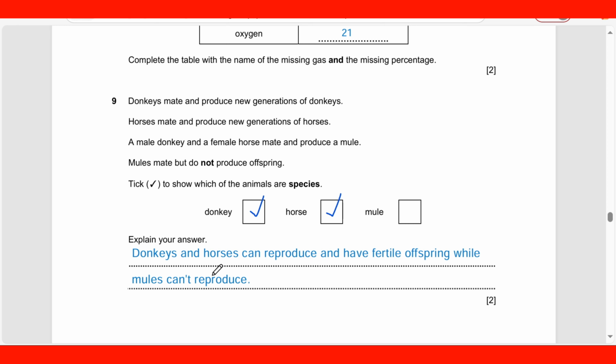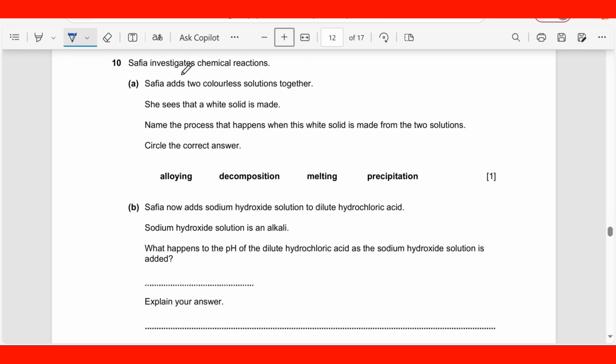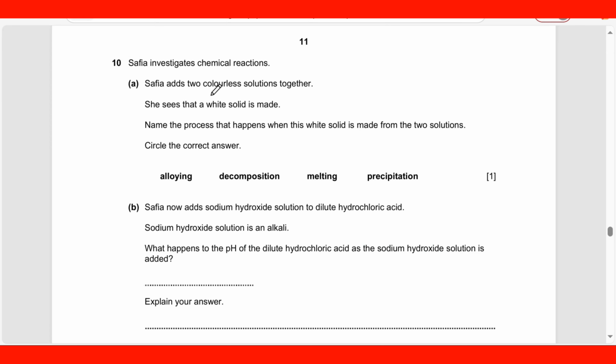Alright, let's move on. Number 10. Xavier investigates chemical reaction. A. Xavier adds two colorless solutions together. She sees that a white solid is made. Name the process that happens when this white solid is made from the two solutions. Circle the correct answer. Is it alloying, decomposition, melting, or precipitation? Let's check out the answer.